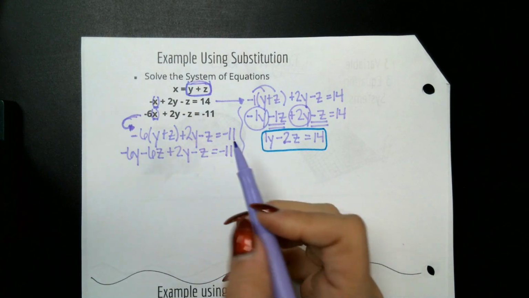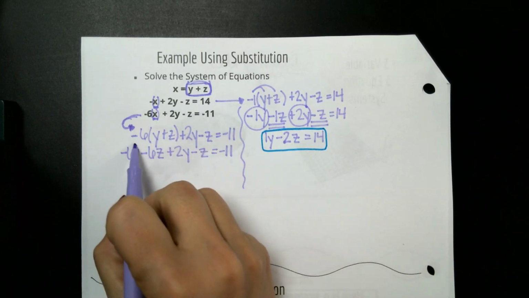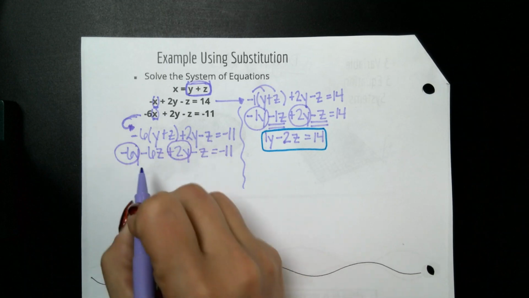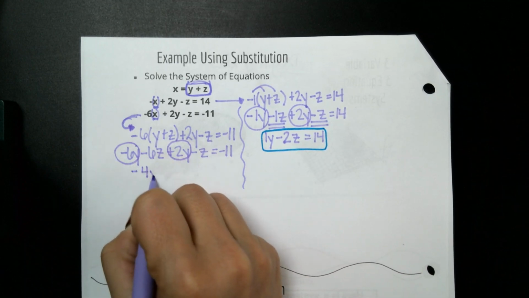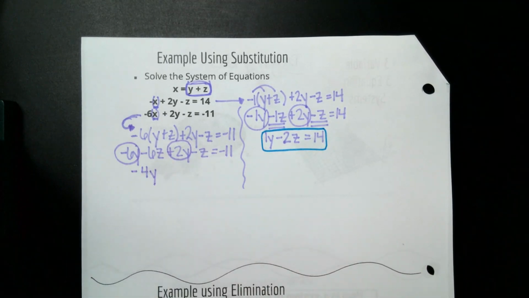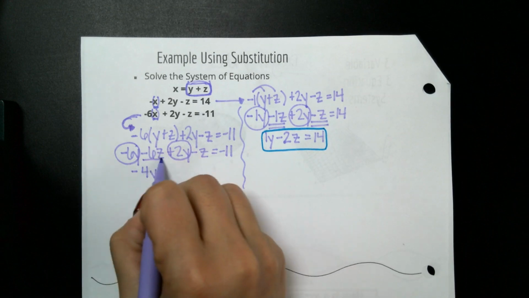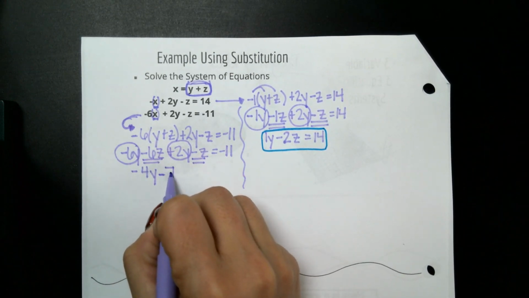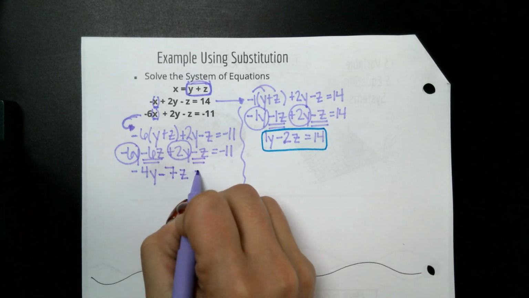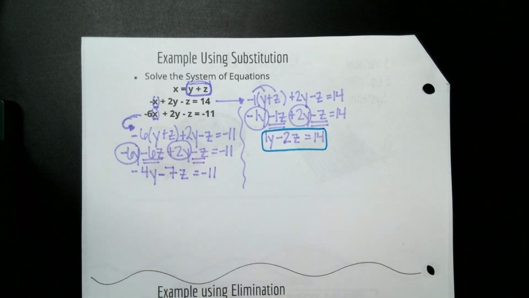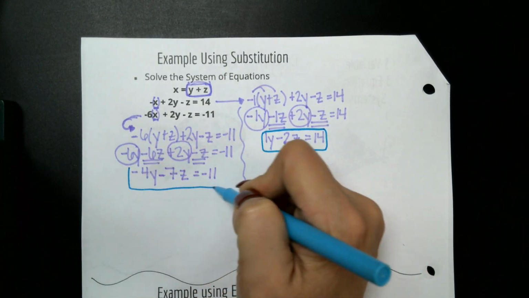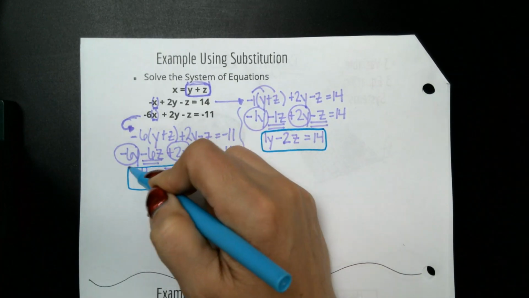And then just copy the rest of it down. Then combine our like terms. So -6y plus 2y is -4y. And then a -6z with a -1z is -7z equals -11. Okay, so now that equation is as simplified as we can make it, correct? Okay.